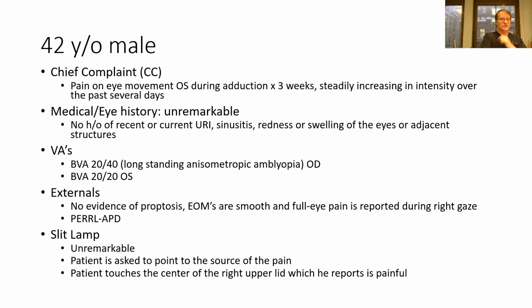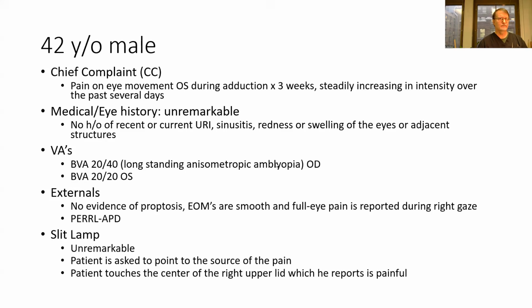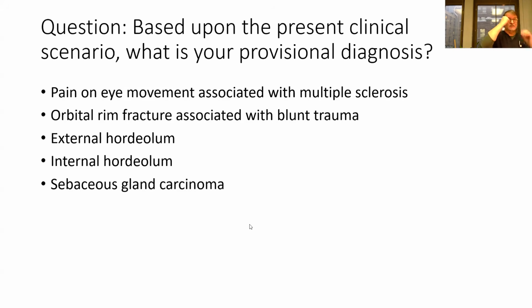So I asked the patient to sit back and just point to the source of pain. And he touches the center of his right upper lid, which he reports is painful. Left upper lid, that's on me. So he points to his left upper lid. Based on this clinical presentation, what is your provisional diagnosis based on your clinical experience of pain associated with the upper lid and or with eye movement? But under these circumstances, what are your rule outs?